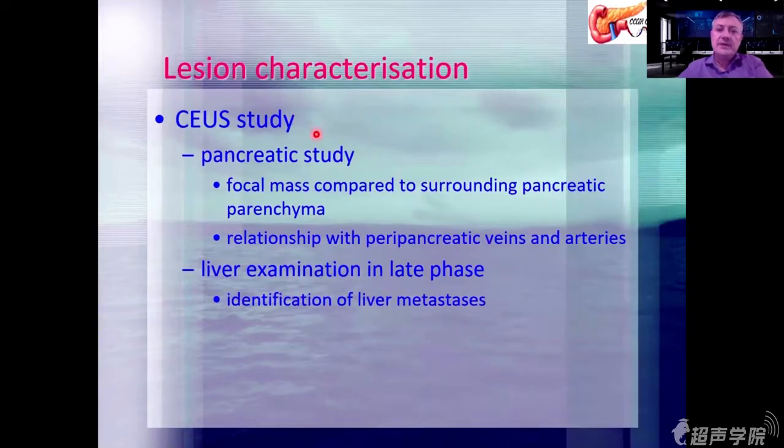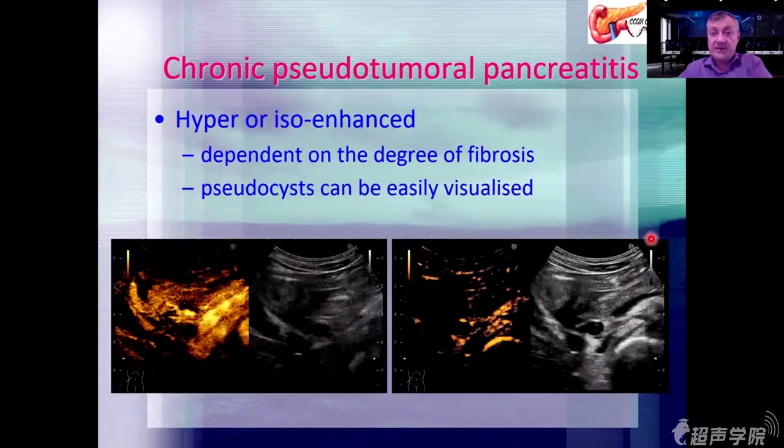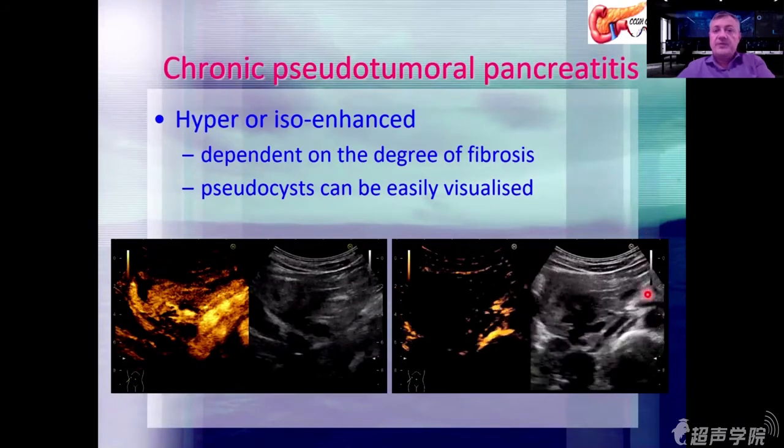And then in a CEUS study, we look at the pancreas. We can usually compare the focal mass with the surrounding pancreatic parenchyma, but also the relationship with the peripancreatic veins and arteries. And we can also examine the liver in the late phase for identification of possible liver metastases. These are a few examples.